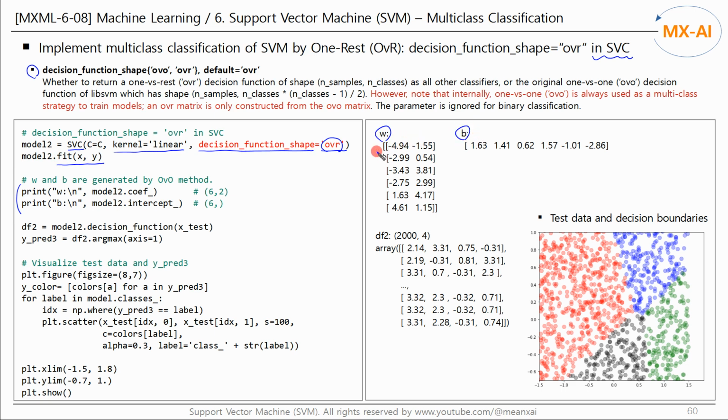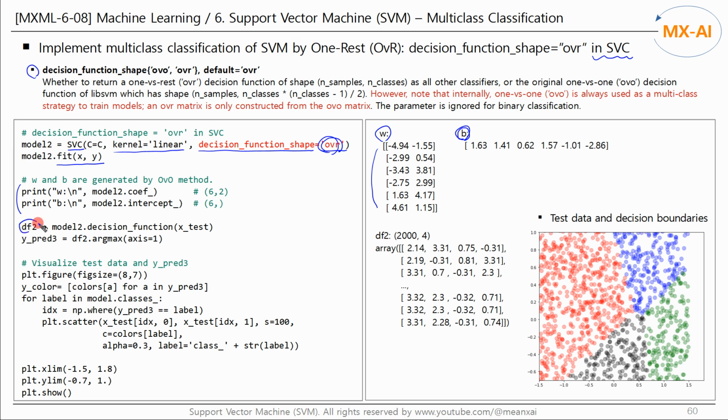W is a matrix with 6 rows and 2 columns, and B is a vector with 6 elements. This is the same format as the output from OVO seen in the previous video. In other words, these are the parameters for the 6 boundaries. Even if you specify the decision function shape argument as OVR, you can see that SVC performs an OVO internally.